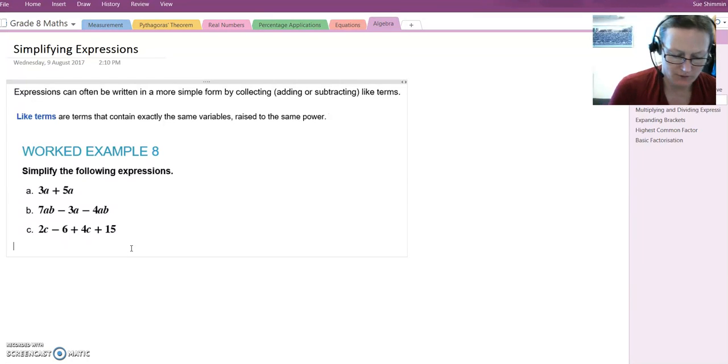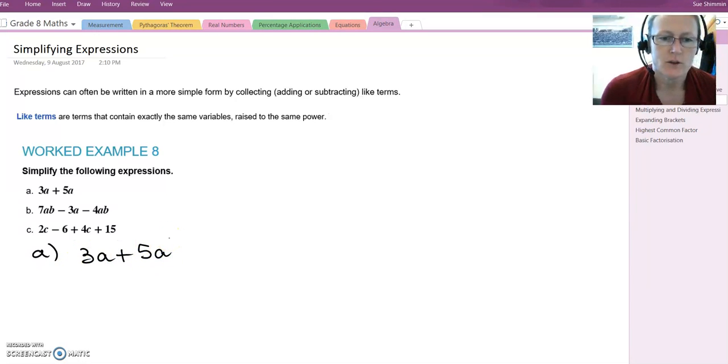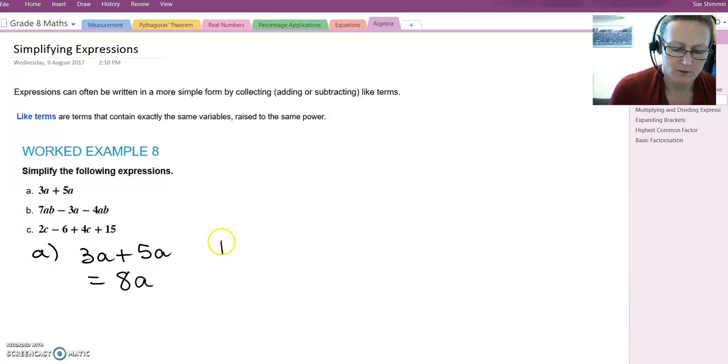So let's look at this first example. 3a plus 5a. Do they contain exactly the same variables, that is, exactly the same letter? And the answer is yes. So if we've got 3 apples, for example, and we add them to 5 apples, we can add them together and simplify it and say we have 8a, or 8 apples.